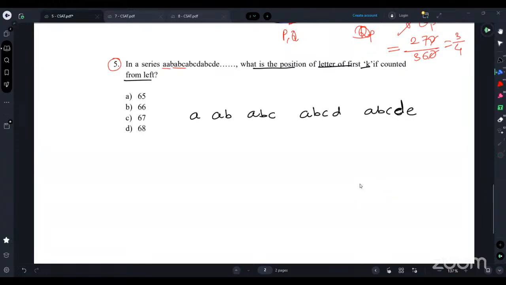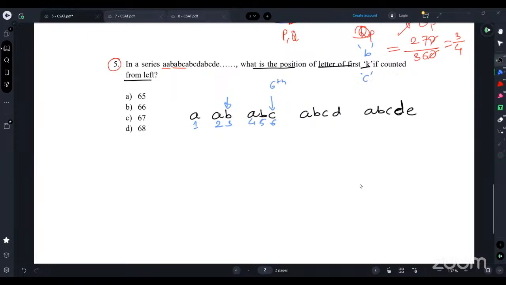Okay, if I ask you what is the position of letter B, the first B? The first B is at position 3, because at the third position, B has occurred for the first time, right? If I ask you about C, what would C's position be for the first time? It will be 4, 5, 6. So C has come for the first time at the sixth position.